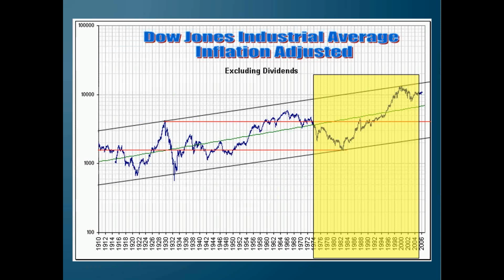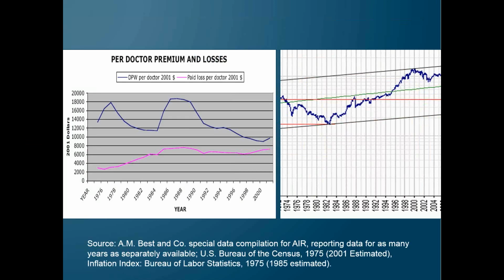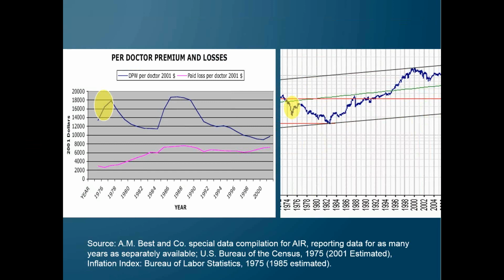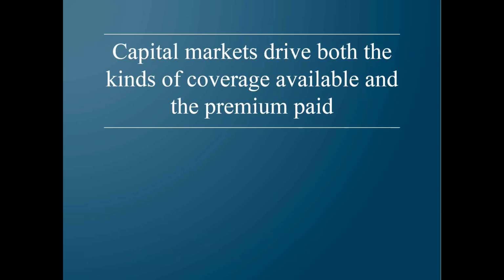But if you look at the stock market for the same period, here's the last 100 years, and the yellow part is that same 25-year period. What you find is pretty interesting: premium is inverse to the actual market return. As the market dropped in the mid-70s, a year or two later premium spiked. Again, as the market dropped in the mid-80s, there's a large spike in premium a year or so later. And as the market peaked in the early 2000s, premium came down significantly. So the truth of the matter is that capital markets drive both the kinds of coverage that are available and, in large part, the amount of premiums that are paid.